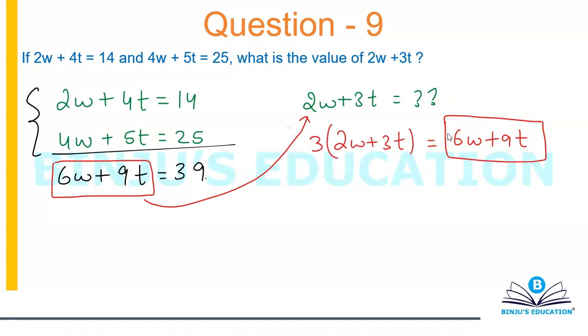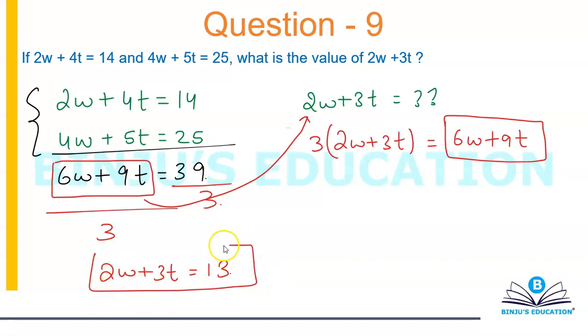So if you want 2w plus 3t from 6w plus 9t, better divide it by 3. Divide both sides by 3. So you're going to get 2w plus 3t, which is equal to 13. And that's your answer. So what is the value of 2w plus 3t? The value is simply equal to 13. And that's it.